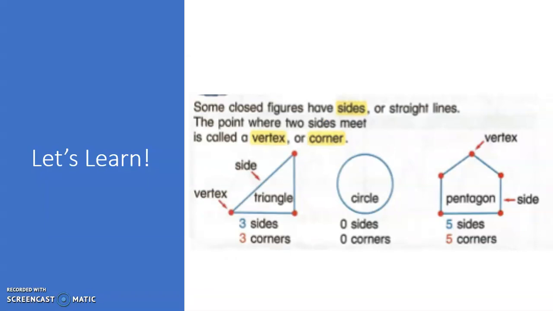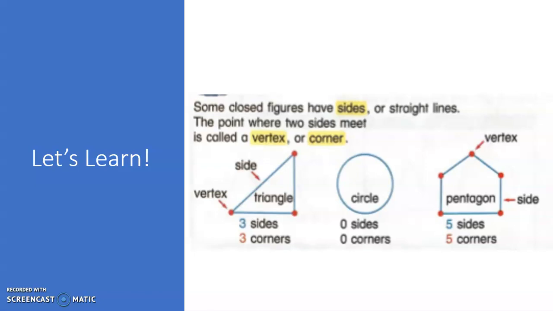Let's learn. So some closed figures have sides or straight lines. The point where two sides meet is called a vertex or a corner. So if we look at the three figures on your screen, you see we have a triangle, a circle, and a pentagon. Now, the triangle, if we count our corners or our vertices, we see there are 1, 2, 3 corners and 1, 2, 3 sides. Remember, the sides are the straight lines, and the vertex or the corner are where the two sides meet.